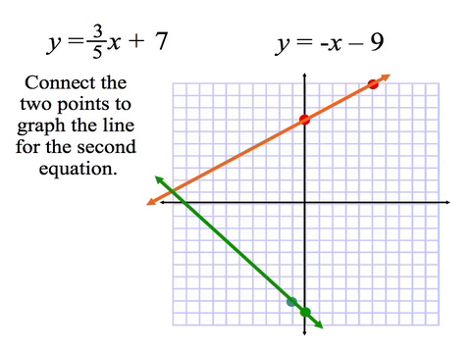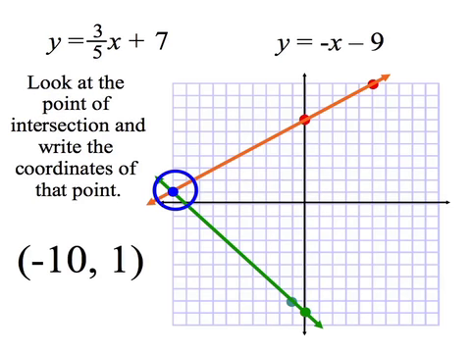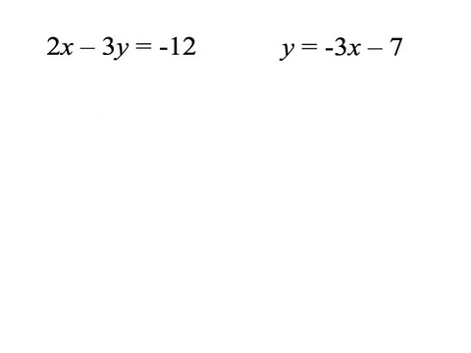And I can see that these 2 equations intersect. My job then is to identify the coordinates of the point of intersection. I have the coordinates are -10 for x and 1 for y, and I've solved this system of equations using graphing.